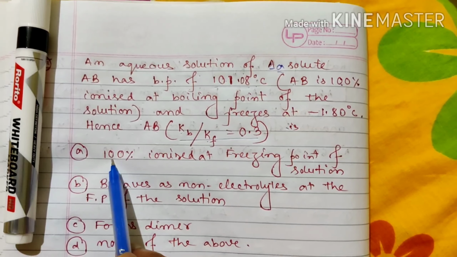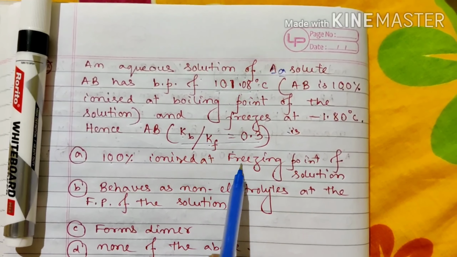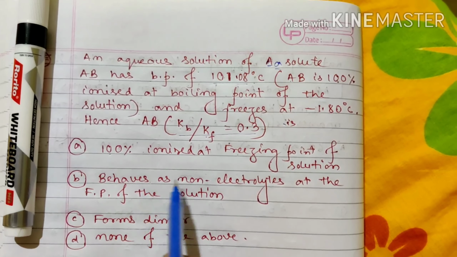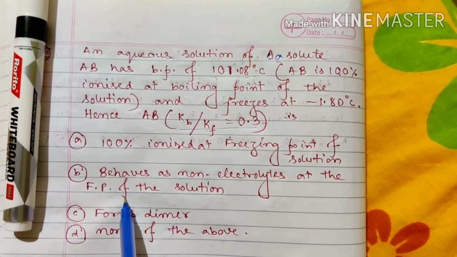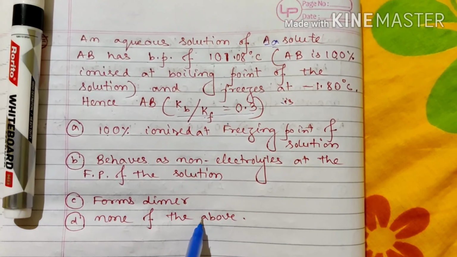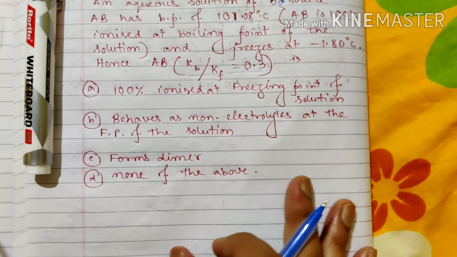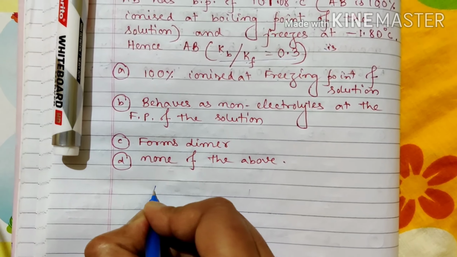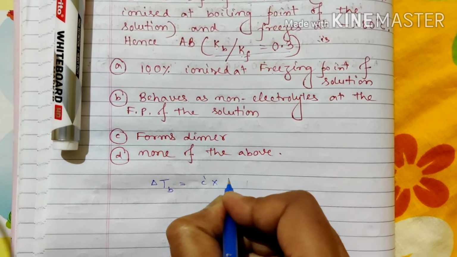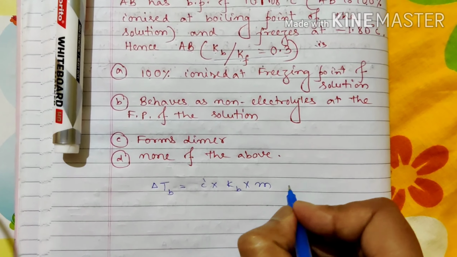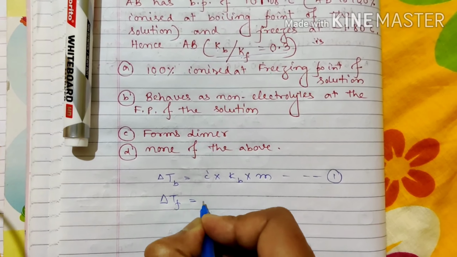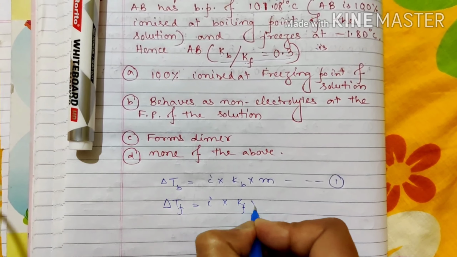Options are A, 100% ionized at freezing point of solution. Option B, behaves as non-electrolytes at the freezing point of the solution. Option C, forms dimer. Option D, none of the above. So let us solve it. For that, I am writing down a simple formula, that is delta TB is equal to I into Kb into M, that is equation number 1, and delta TF is equal to I into Kf into M.